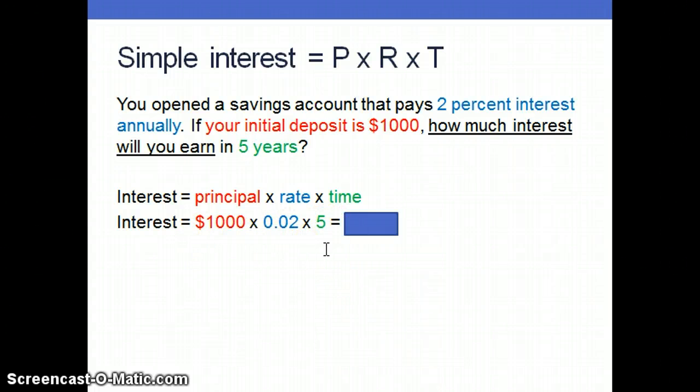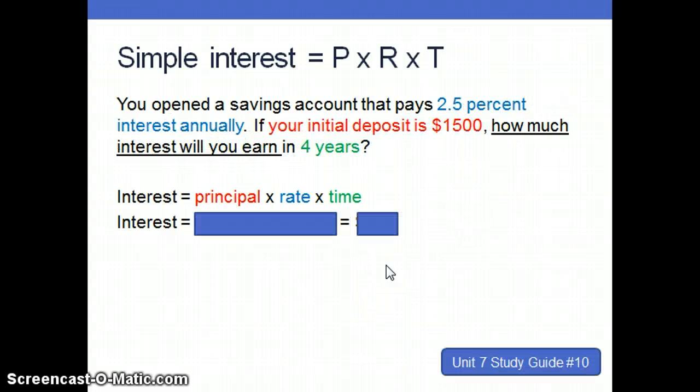Pause the recording right now, multiply them, and see what you get. Okay, you should have gotten $100 as your answer. So you would have earned $100 in interest just by leaving your $1,000 in the bank for 5 years.